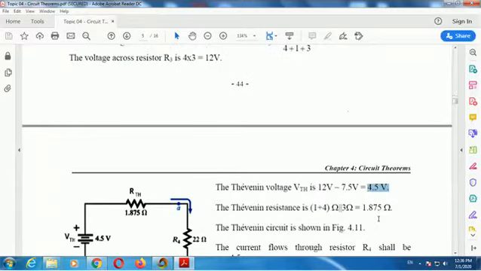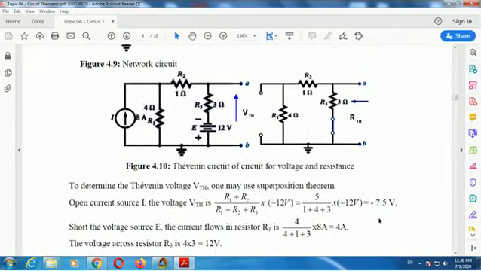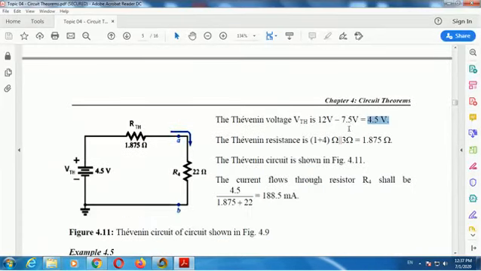Then for the Thevenin resistance, this one is shorted and this one is open. So you get this circuit. This one and this one are in parallel: 3 parallel 5 equals 1.875 ohm.